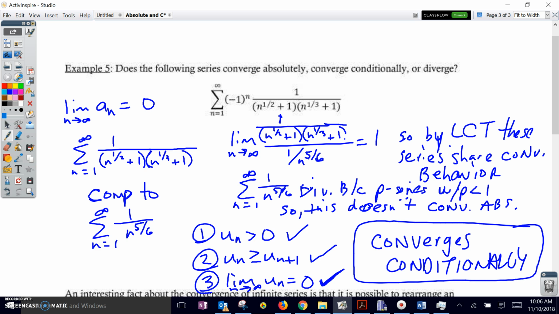All right. That's all the examples from the absolute and conditional convergence lesson. Make sure you read the little piece at the bottom here. It's fairly interesting, but not much more than a curiosity for our purposes.